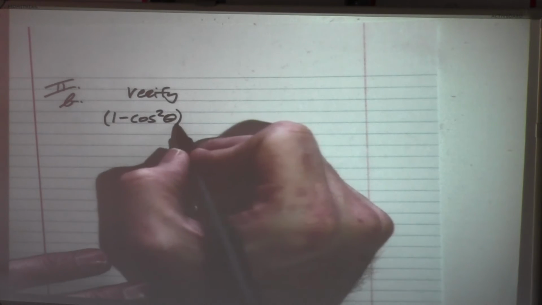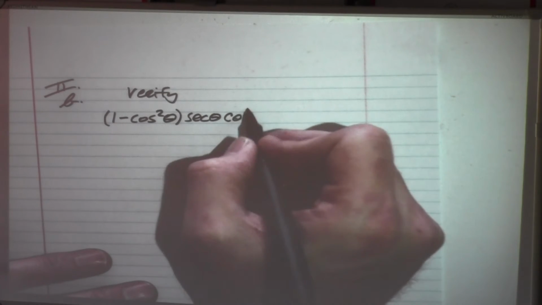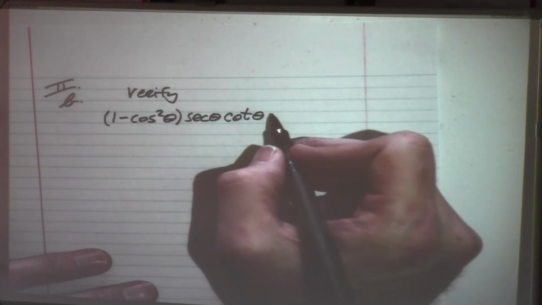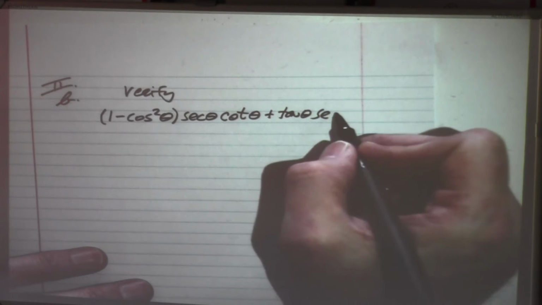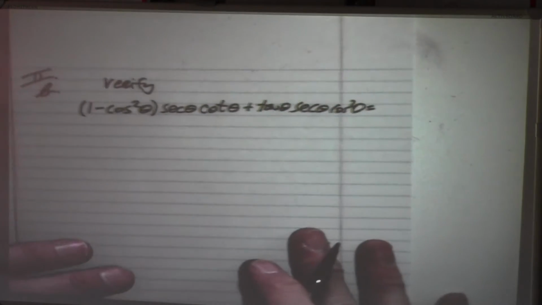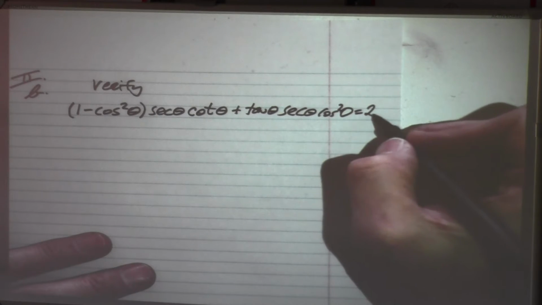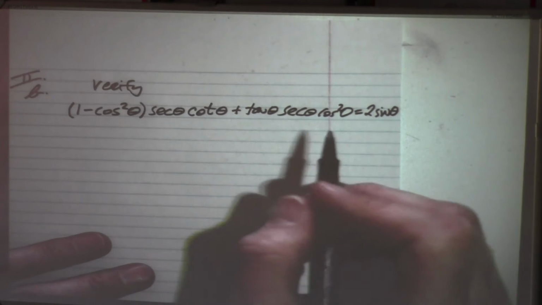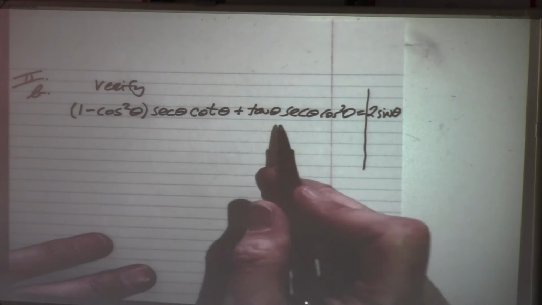It's going to be (1 minus cosine squared theta) secant theta cotangent theta plus tangent theta secant theta cosine squared theta equals, and I almost ran out of room, I should have started over sooner, but I'll just get it, equals 2 sine theta. So that's what we're going to try to get to over here. We're going to work with this side to try to get to that.